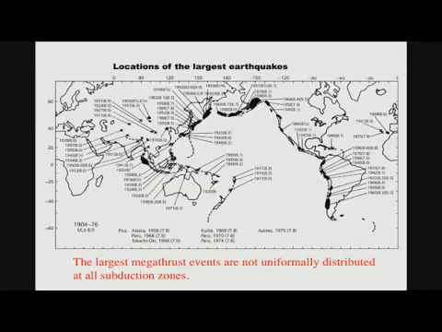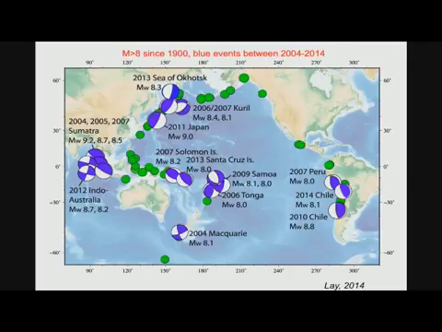There's also not a uniform distribution of these events in time. So here is a map, again since 1900, of these large, mostly megathrust events. These are the largest events since 1900, so they show focal mechanisms. Not all of them are megathrust on the subduction zone plate boundary, but most of them are.